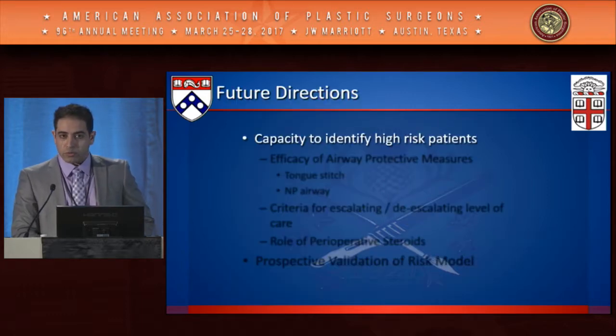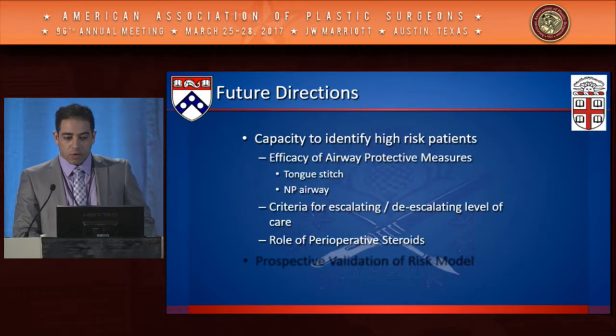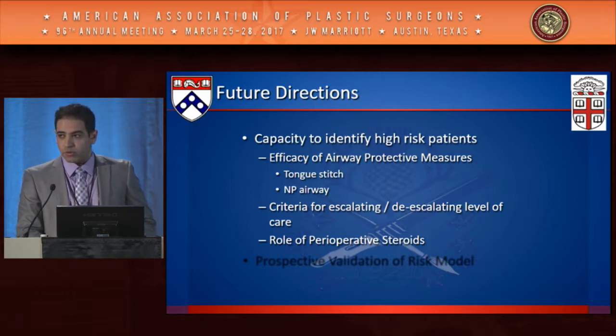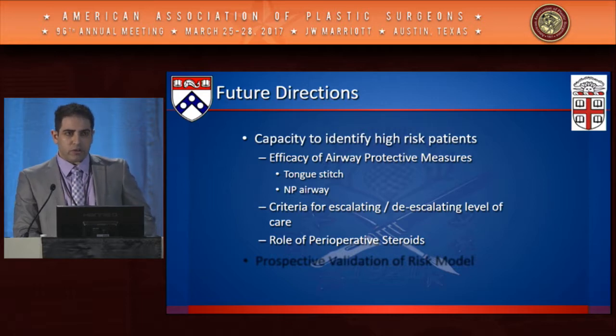Regarding future directions, primarily this model can be used to identify patients who are at higher risk for perioperative events. Knowing that, we can then try to better assess the efficacy of various airway protective measures, such as a tongue stitch or NP airway. We can define and establish criteria for escalating or de-escalating level of care, and further investigate the use of perioperative steroids and whether or not that has any role in risk reduction.